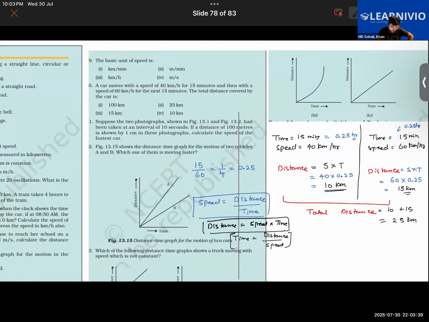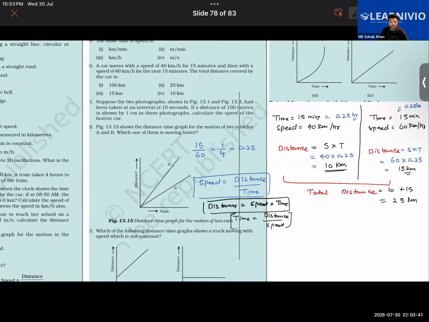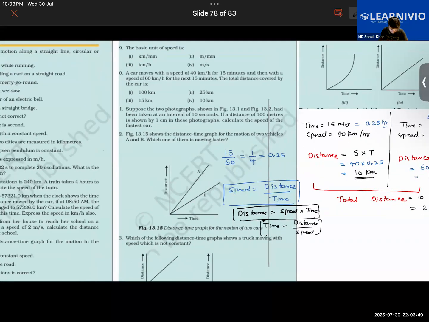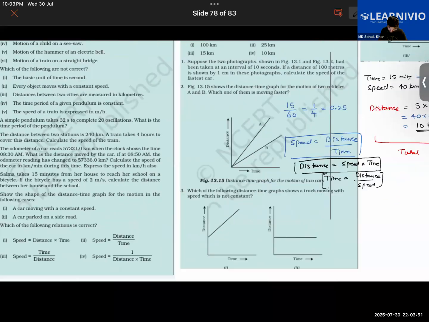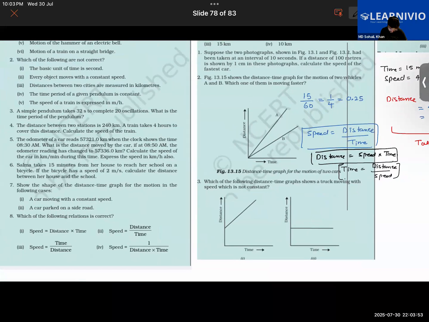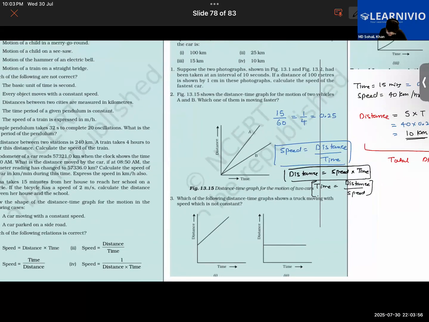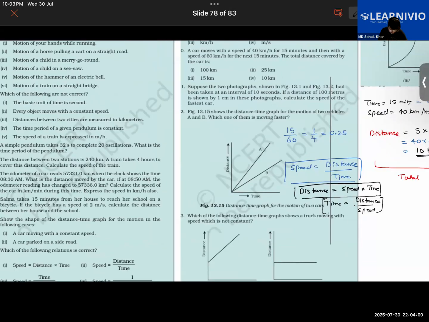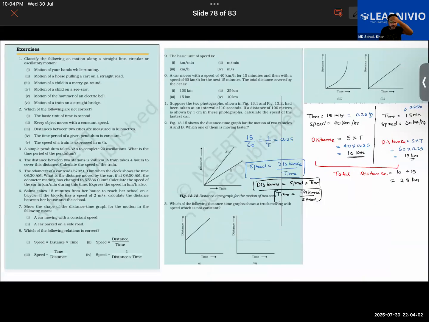Question number 1 here. See, it says that suppose the two photographs shown in figure 13.1 and 13.2. Where are those figures? Hold on. It's written like 13.1 only over here. Which figure is this? Question number 1 over here.